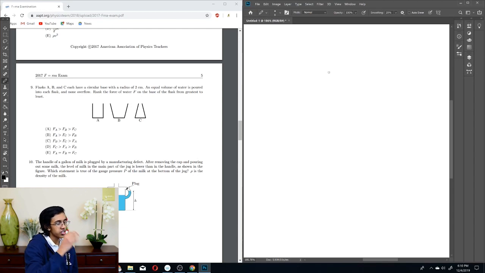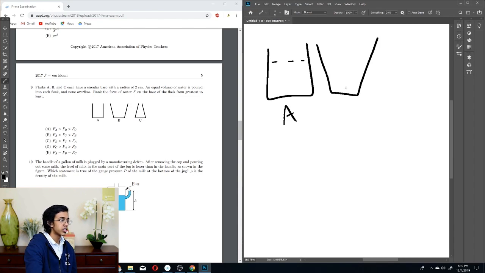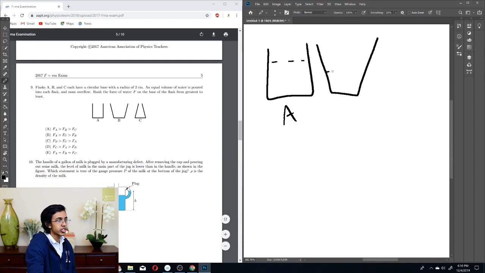The key thing to note here is that it's equal volume, not equal level. If it was an equal level, all the force on the bottom would be the same because of pressure, but this isn't equal volume. A is going to be filled up to, let's say, here. If we draw B right next to it, the base of B is exactly the same as the base of A, but it tapers outward. So it's going to have more volume and less height, so an equal volume of water is only going to come up till here.